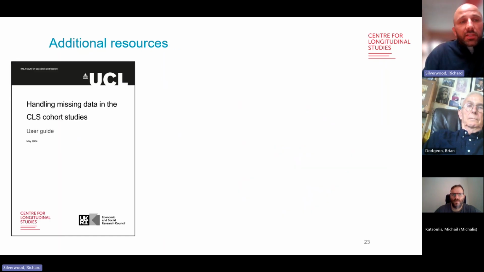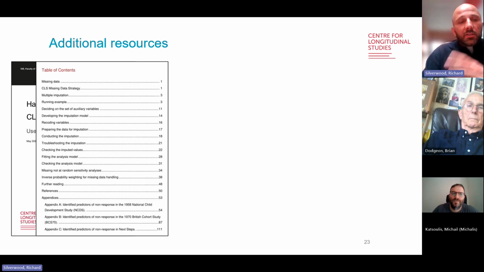Some additional resources that are available. This week, we've just published this new Handling Missing Data in the CLS Cohort Studies user guide, which is really an update of a previous version that was specific to NCDS. So this now covers in a bit more detail all of the other cohort studies. You'll see in the appendices at the bottom, this gives you lots of information on all of the identified predictors of non-response from across the CLS studies. It's quite a lengthy document, with lots of information, including a running example where we go through and look in some detail at the different stages of analysis.